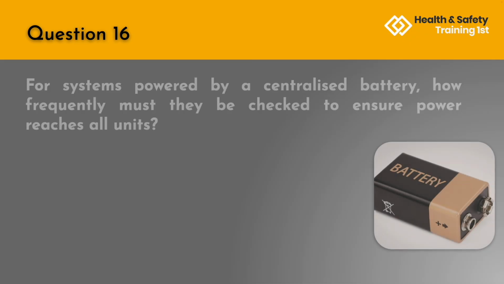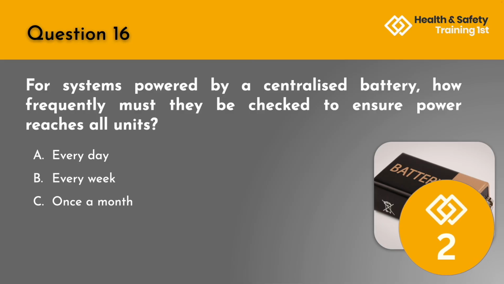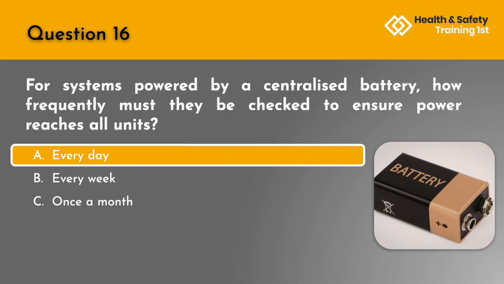Question 16. For systems powered by a centralised battery, how frequently must they be checked to ensure power reaches all units? A. Every day. B. Every week. Or C. Once a month. The correct answer is A. Every day.